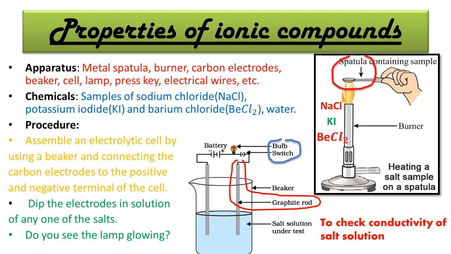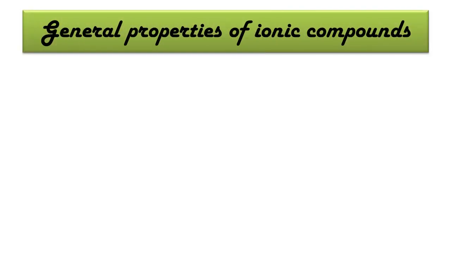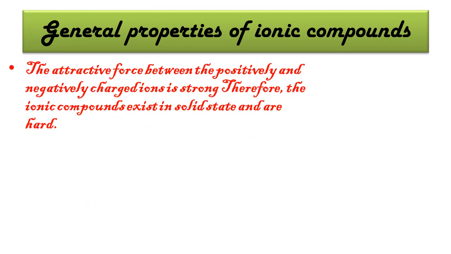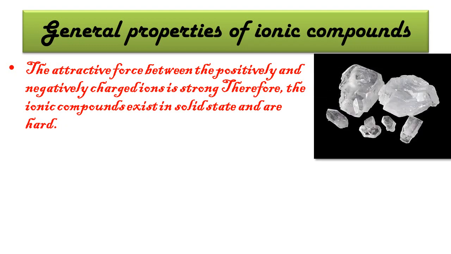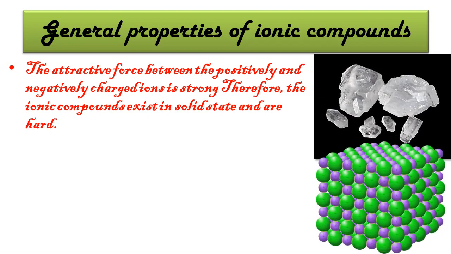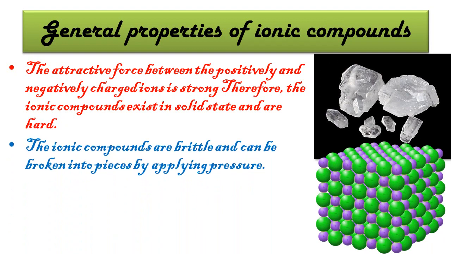Alright, so this is the experiment, and next we will study the general properties of ionic compounds one by one. So the first property is the attractive force between the positively and negatively charged ions. Positively means cation and negatively means anion. The charge is strong, therefore the ionic compounds exist in solid state and are very hard. So these are crystalline structures, and ionic compounds are brittle and can be broken into pieces by applying pressure. That means when we apply pressure, it will break down into pieces.